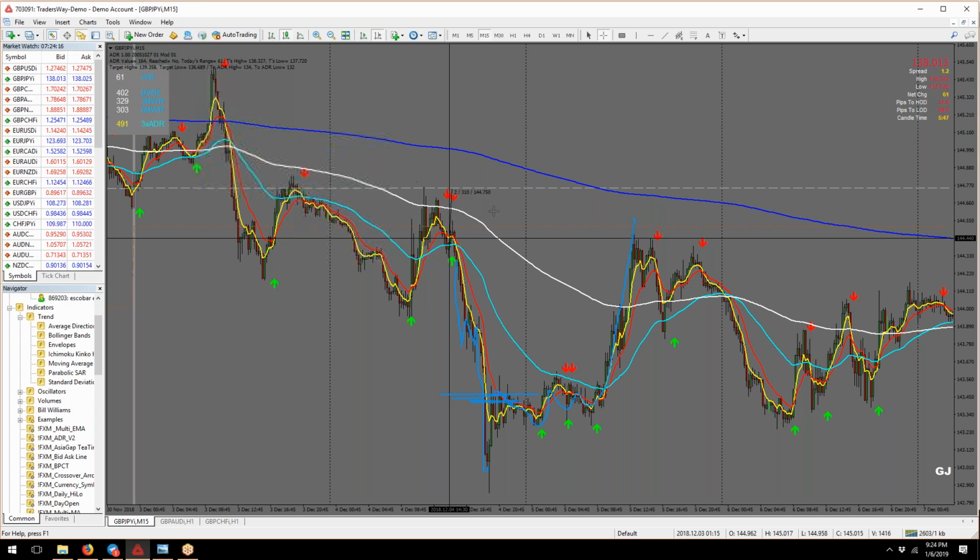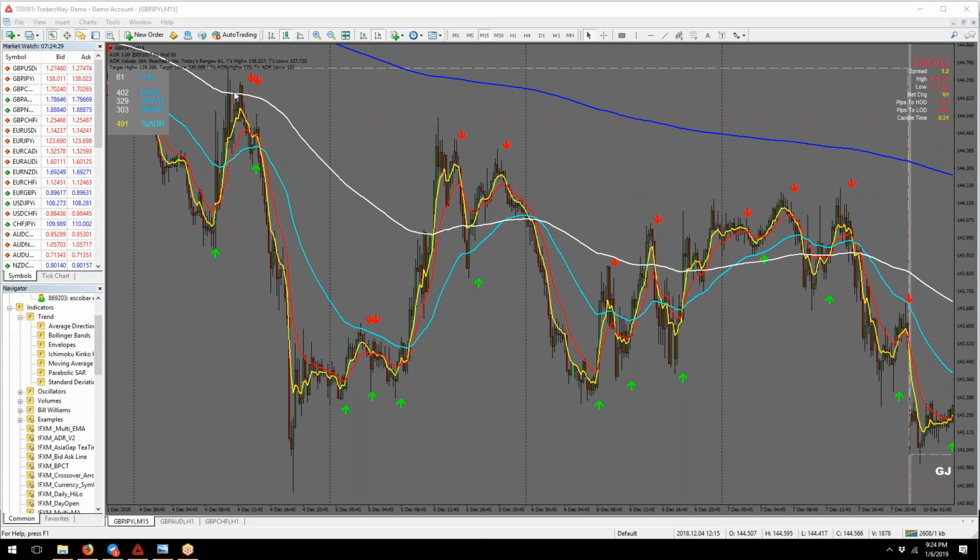How many points did this pair move? Okay, well, I took it off the high. There's your 157 points. You need to get out of that trade. Okay, there's the M at the high. Look what happened the next day. The next day, there's another M pattern at the high of the day.